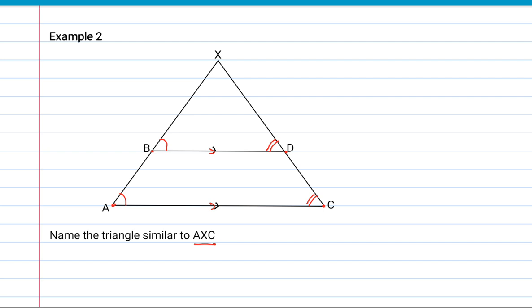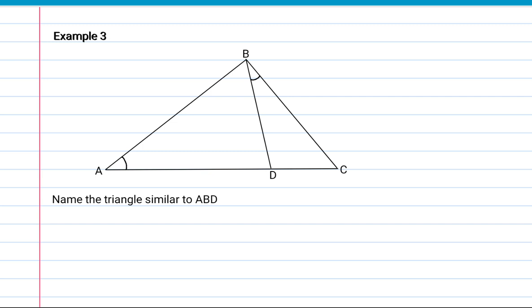Then after that, we go to our working. We say AXC is similar to, then we look at our A, which corresponds to B, so that would be B. Then secondly our X is just equal to the X. Then our C corresponds to D, so we have this. So the triangle that is similar to AXC is BXD.